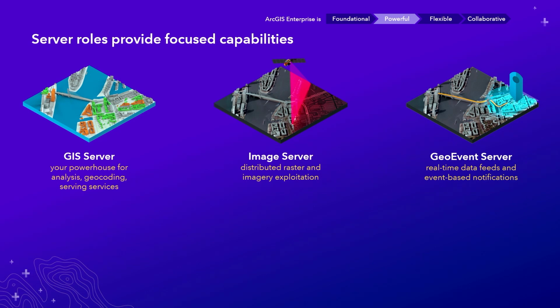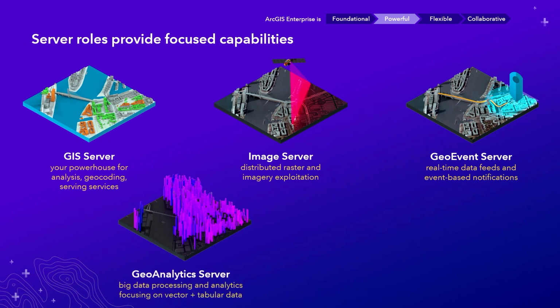Now, where Image Server is all about raster data, GeoAnalytics Server is all about working with large, potentially massive datasets of vector and tabular data. So if you have all of the taxi drop-offs in New York City over the last month, that's going to be a large amount of data. You can use GeoAnalytics Server to cut through the noise and to produce patterns and trends, to find hotspots.